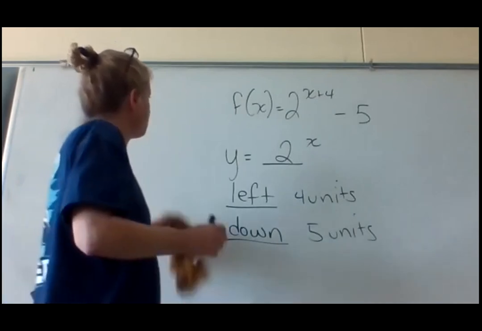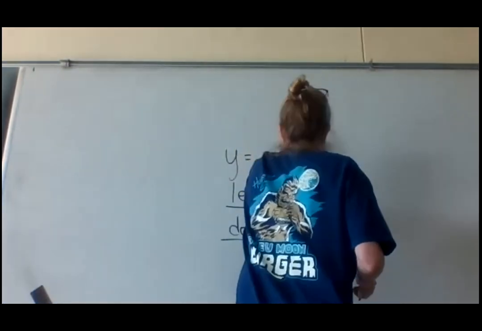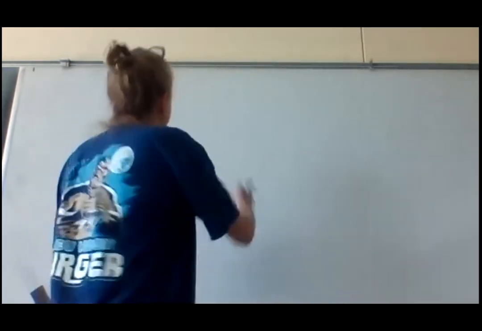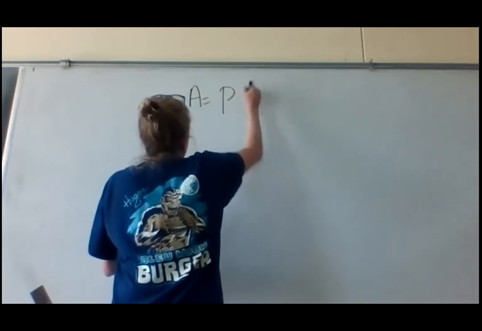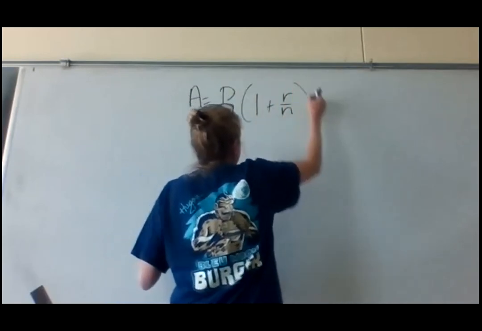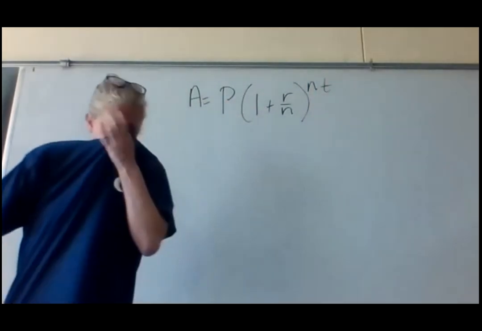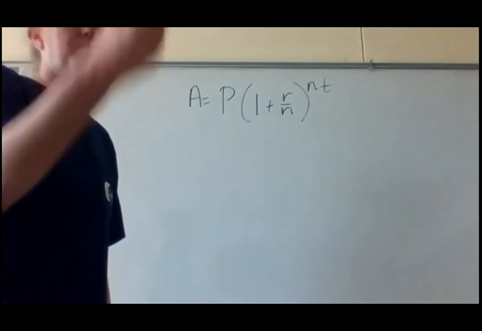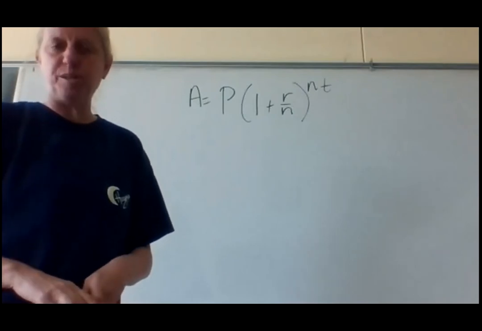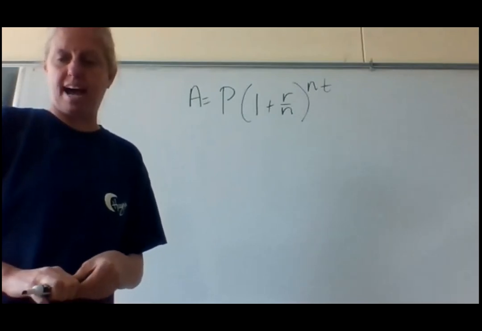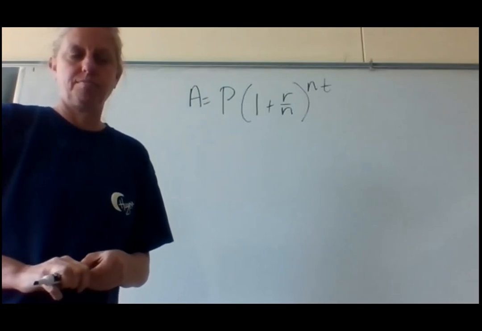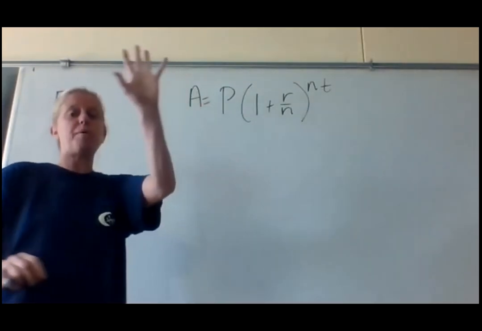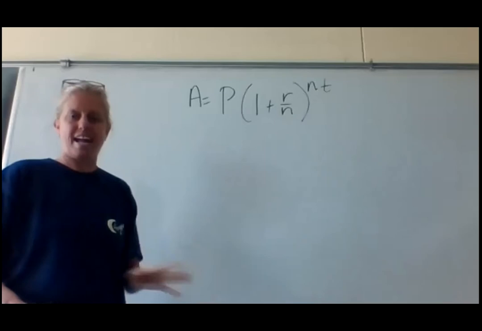Okay, the last 2 problems. We're going to need this formula. This is the formula that you're going to use a lot of times when you invest money in a savings account or a CD or something like that. Let's talk about what the different terms are going to mean. This A, that's just going to be how much money you're going to have at the end. That's going to be your answer to these.